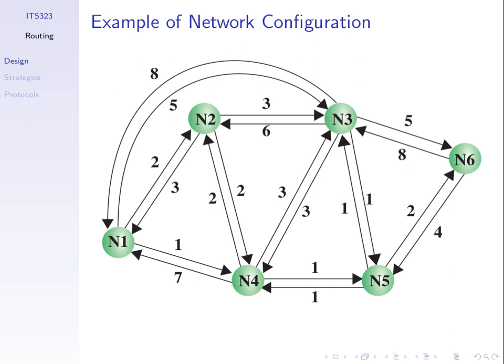From N1 to N6, least cost path. N1, N4, N5, N6 has a cost of 1 plus 1 plus 2 is 4. From N6 to N1, maybe. Are you sure? You actually need to check all the paths. Okay? It's not obvious.